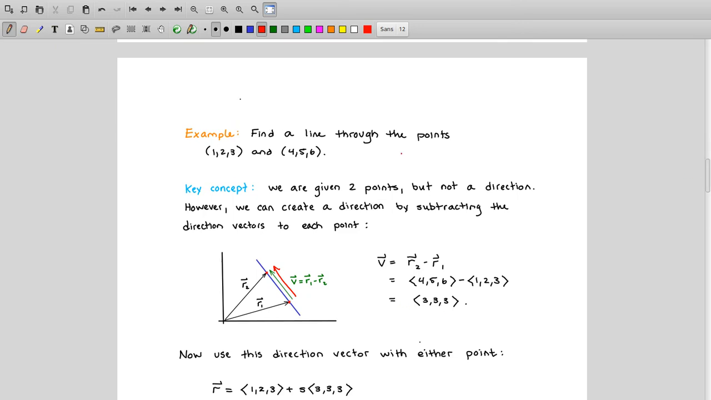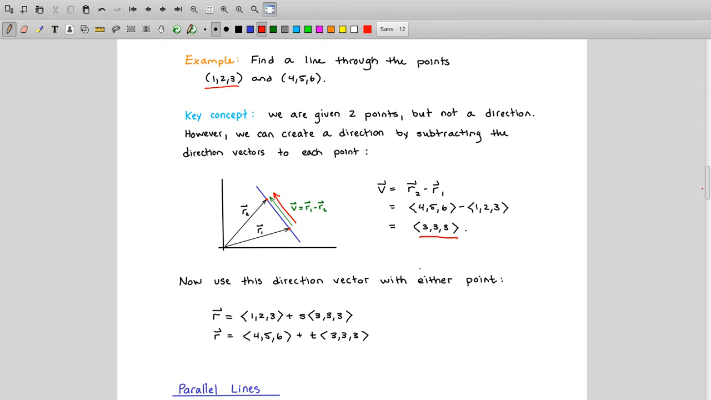So now we have a point and a direction. In fact, you could use either point. Doesn't really matter. You could create the line r equals (1, 2, 3) plus a parameter, I've used s, times (3, 3, 3). Or you could create the line (4, 5, 6) plus t times the parameter (3, 3, 3). What you'll find is that these are in fact exactly the same line.